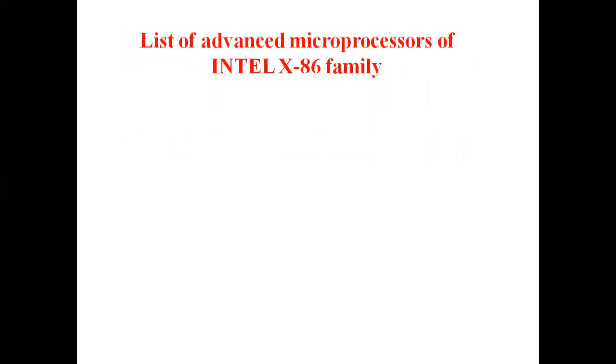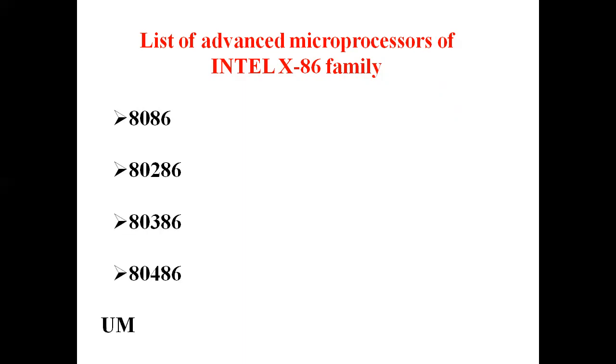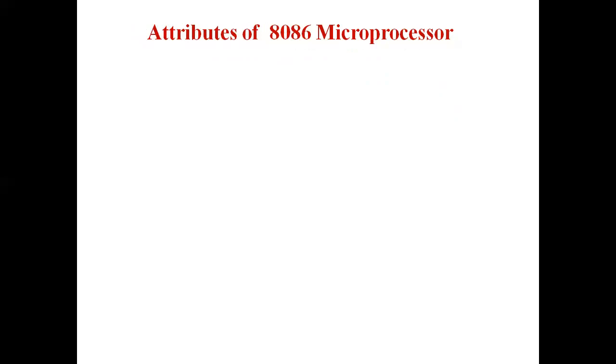This is a list of some advanced microprocessors of the Intel x86 family. The first one is 8086, second 80286, 80386, 80486, and Pentium. Now we will see these one by one. Now we will see the attributes of the 8086 microprocessor. Before starting the 8086, let us have a look at the 8085 microprocessor, because the 8086 is an enhanced version of it. The 8085 is an 8-bit microprocessor, and the 8086 is an improved version of the 8085.